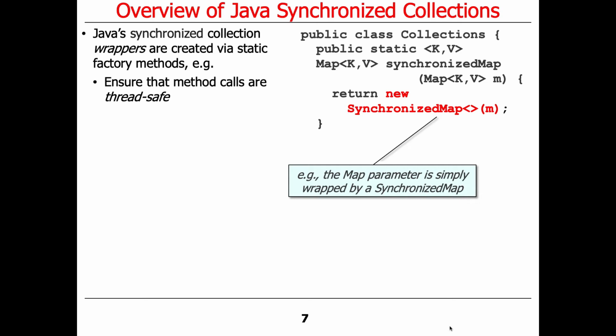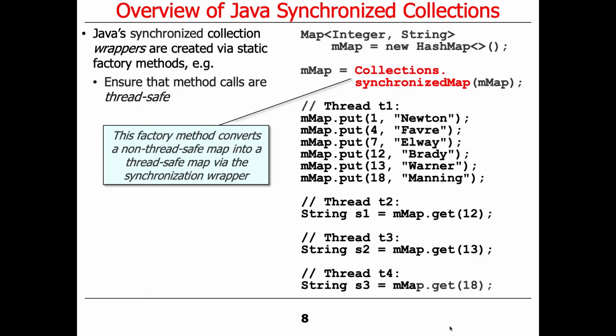Here's the synchronizedMap method. And you can see that when you call synchronizedMap, it takes the map that you pass in and it wraps it inside a SynchronizedMap wrapper. And here's how you could use this. So what you could do is you could make yourself a good old-fashioned map, like you always do. This is a non-concurrent HashMap. And then you could wrap it with a synchronized map.